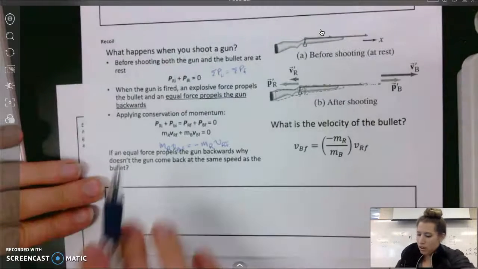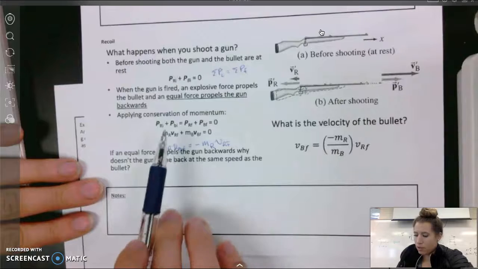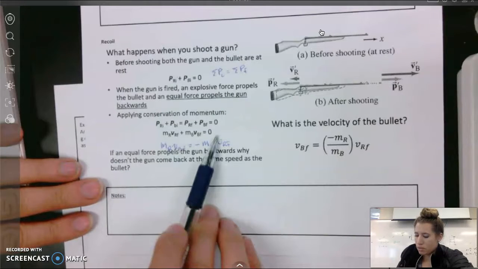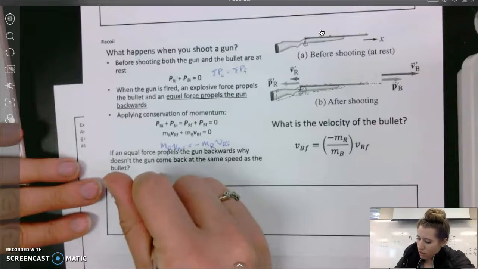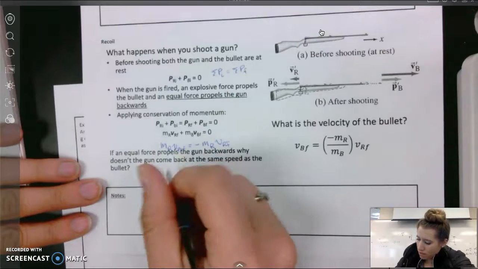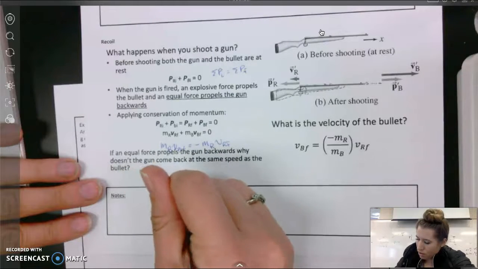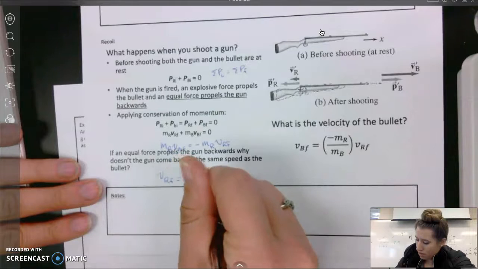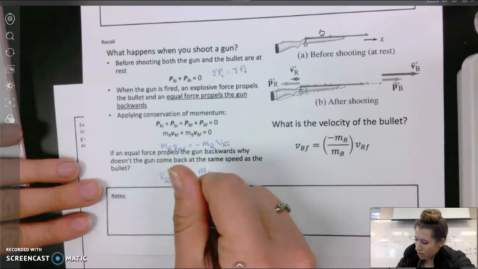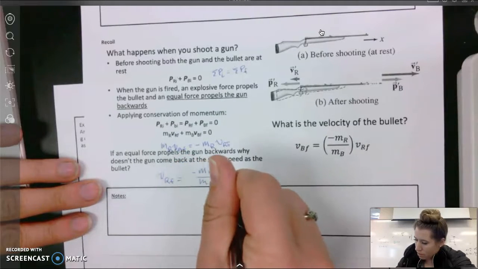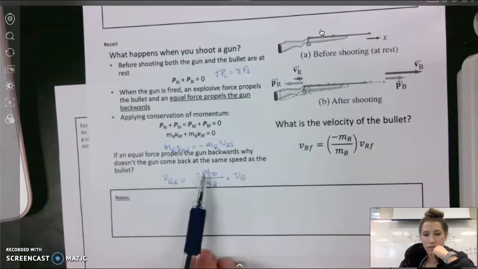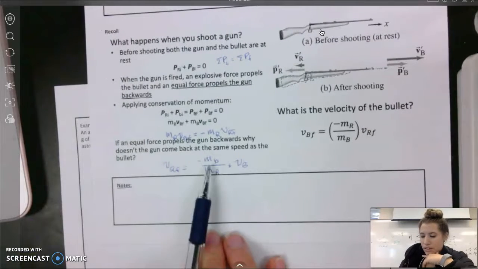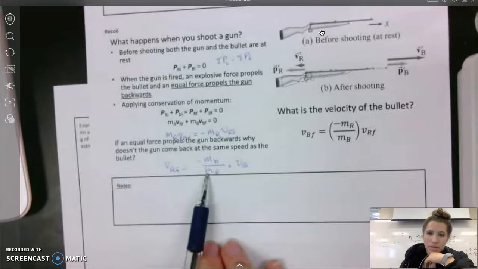Now, what if we went the other way? Well, if we're trying to find the velocity of the rifle, so we'd subtract that over, right? And then we would divide by the mass of the rifle. So that would be velocity of the rifle would equal negative mass of the bullet divided by mass of the rifle multiplied by the velocity of that bullet. And this ratio is much smaller because this is such a small mass compared to such a big mass, right?